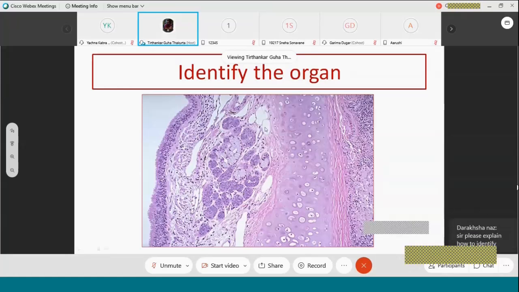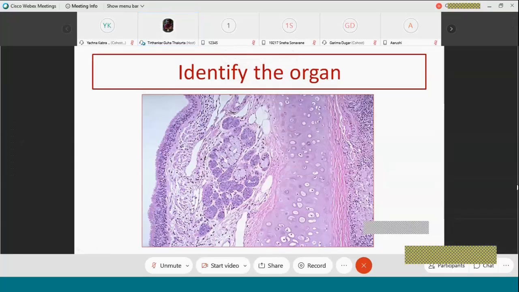The most distinguishing feature here is the hyaline cartilage. Because hyaline cartilage in your syllabus at least is not present in any other organ other than the trachea. So if you see hyaline cartilage, at least for the examination purpose, you can say it's trachea. To add up to this, you can also see smooth muscle running below the cartilage. This is the bronchial smooth muscle.